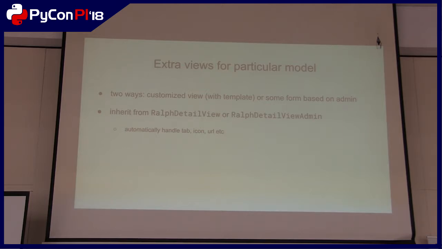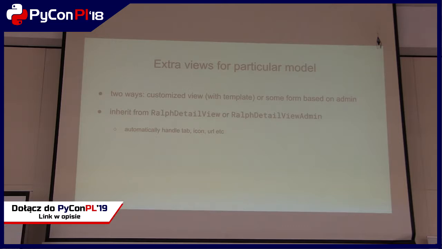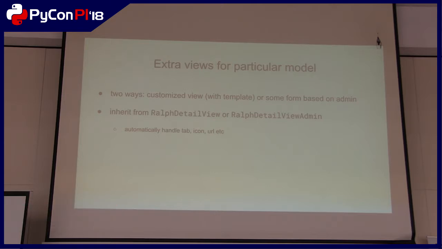So we have two ways to add such a customized view. We could use either some view with a template and define everything on our own, or use something similar to Django form views and use a declarative way to specify how the form will look for this extra view. There is a little bit of magic under the hood with saving the context of the current object which we are working on now.